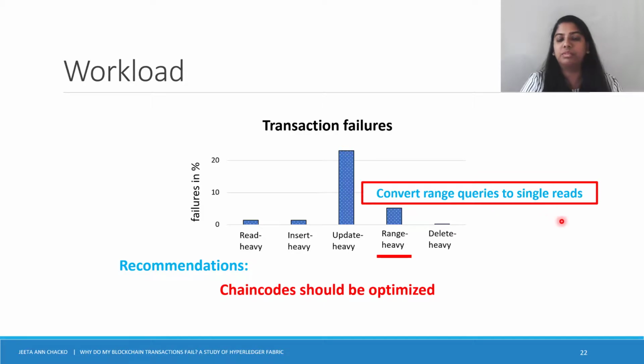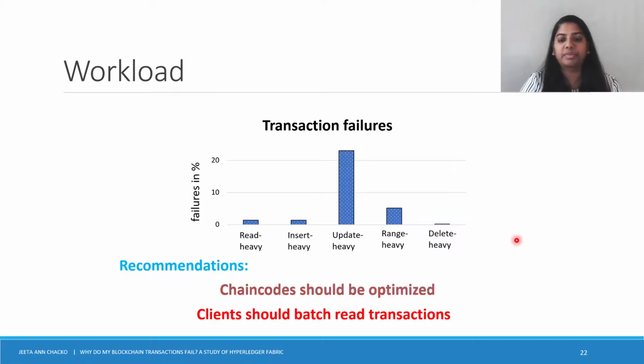A second example would be to convert range queries to reads. For example, if you're reading a range of keys to evaluate the total or an average, you could consider having a separate key that stores the value of the total or average. This could convert the range query to a simple read. Of course, such optimizations are totally dependent on the kind of workload and the specific use case of your chain code.